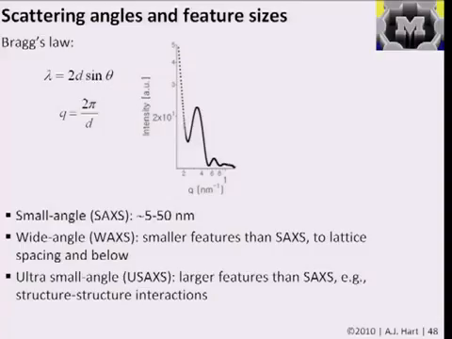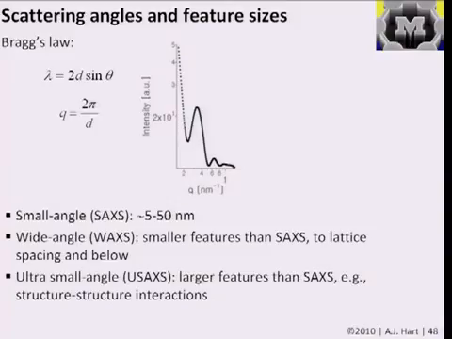That says that, because lambda is fixed for your X-ray beam, if you have a larger scattering angle, you have smaller features. So generally, larger scattering angles are used to look at smaller dimensions, and smaller scattering angles are used to look at larger dimensions.